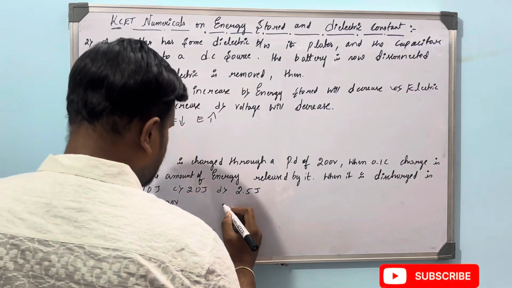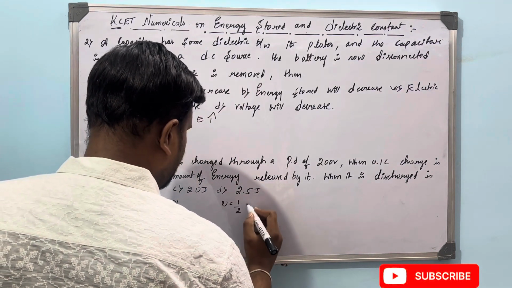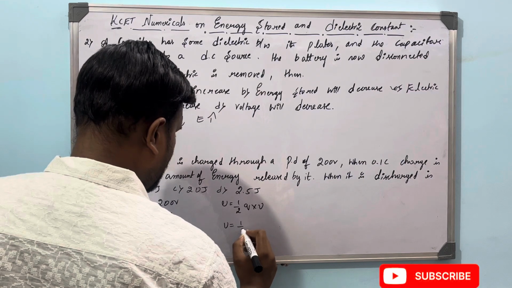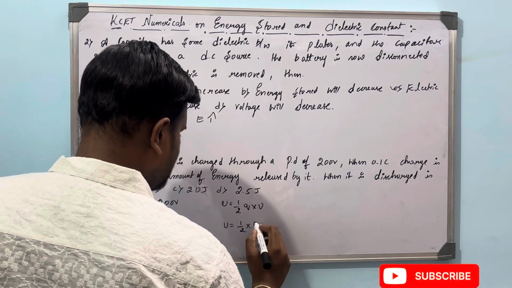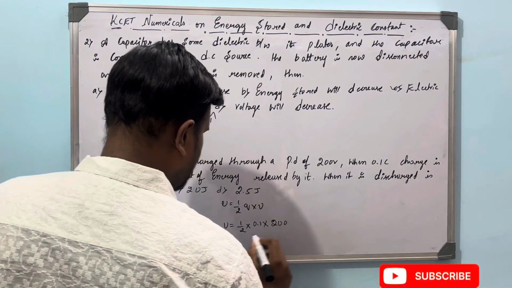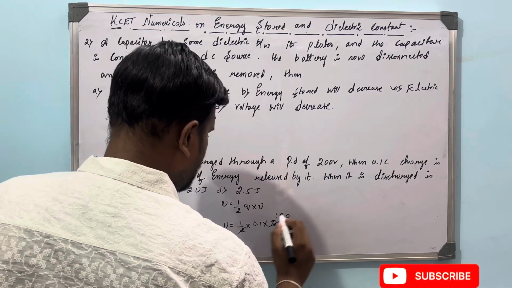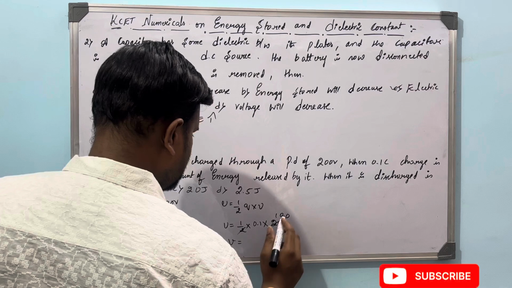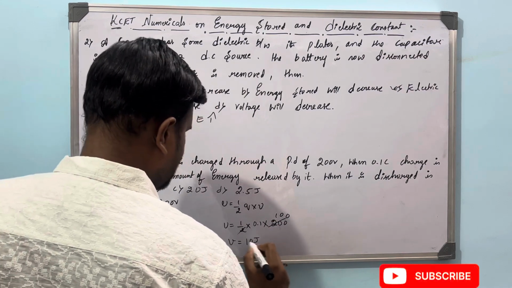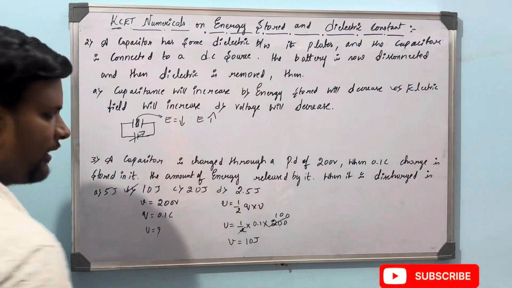Okay, so we know that the formula U is equal to half Q into V. So U is equal to half into 0.1 into V value, V is 200. Here 2 ones are 200s, so that is 100 into 0.1 is 10. Okay, so the answer is 10 joule.